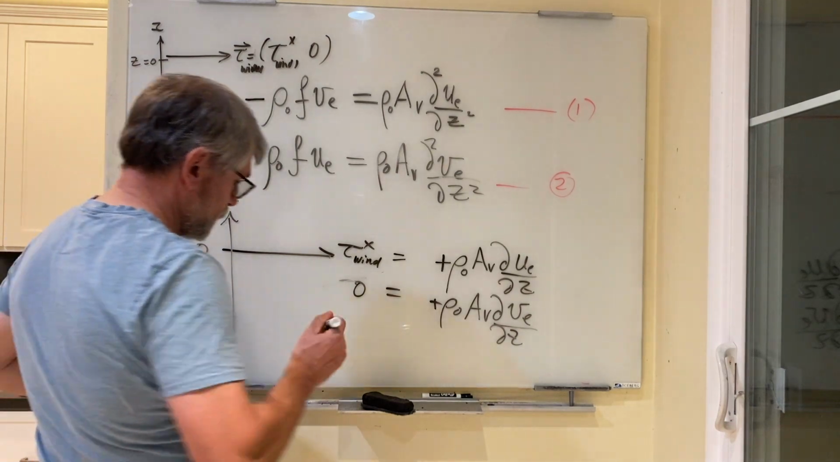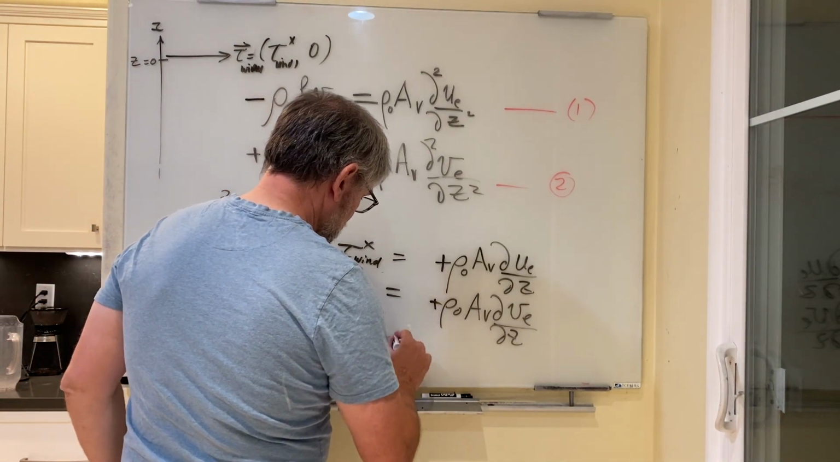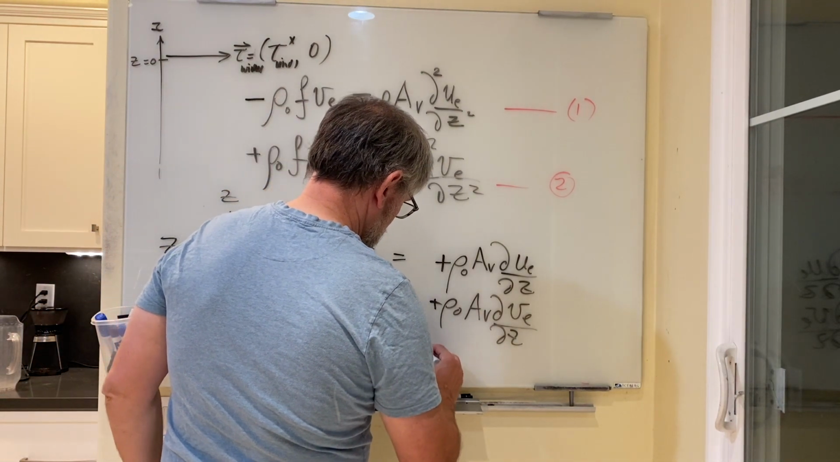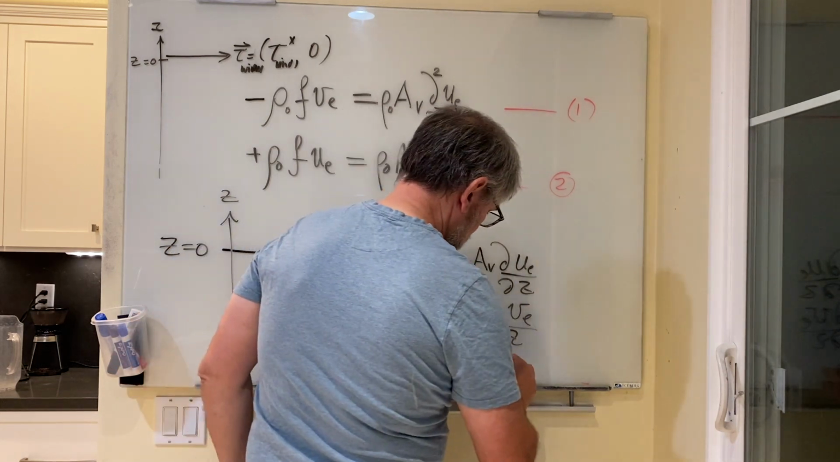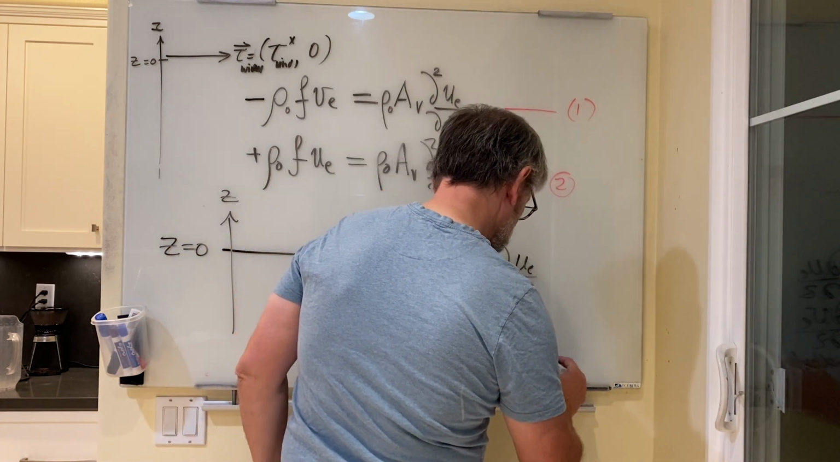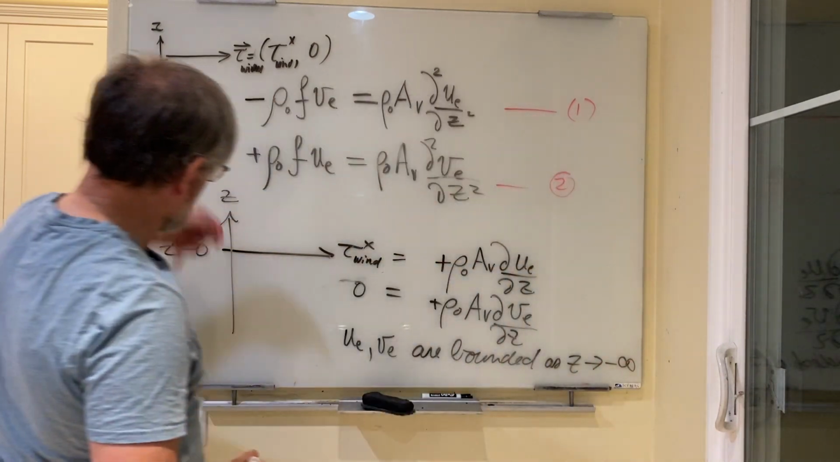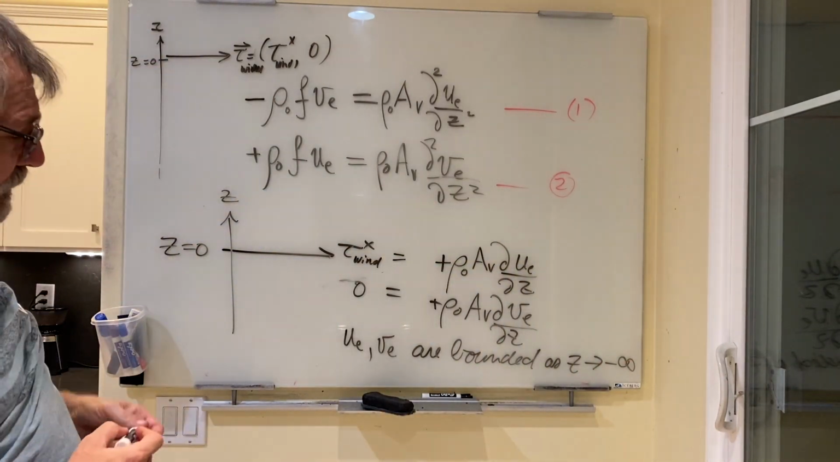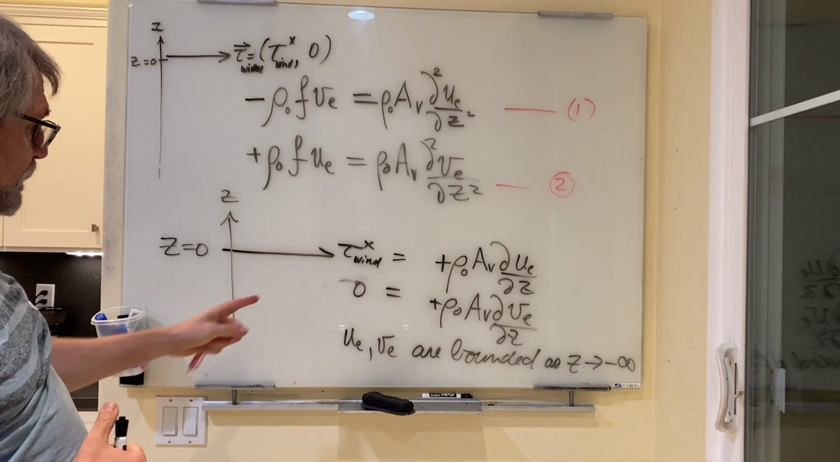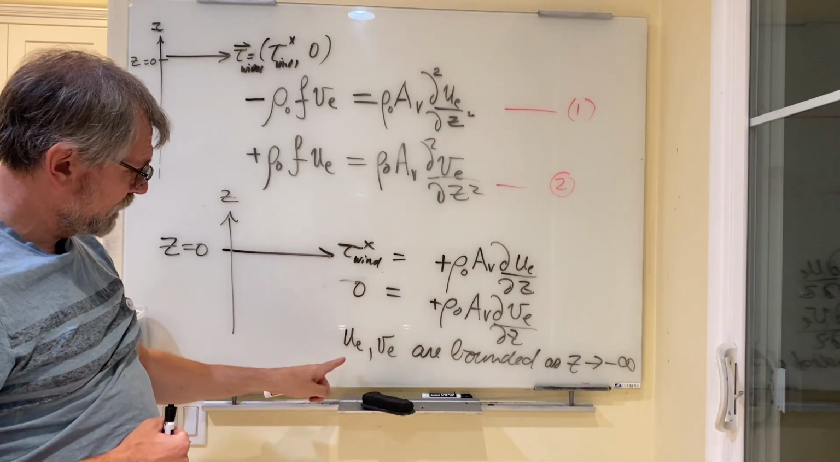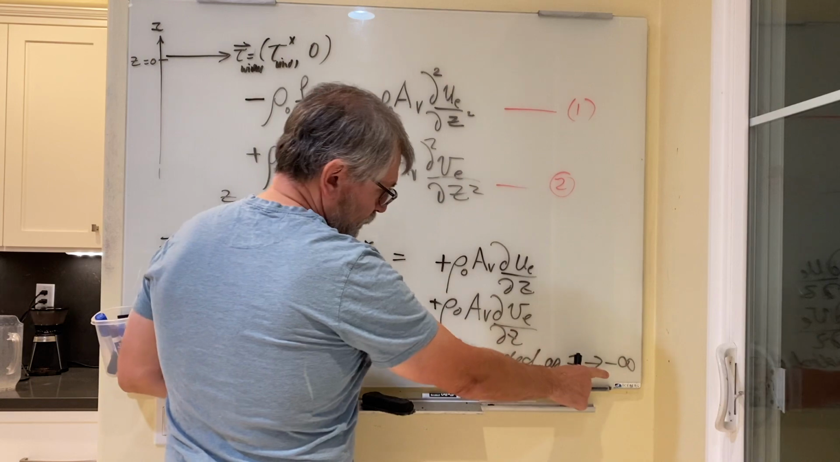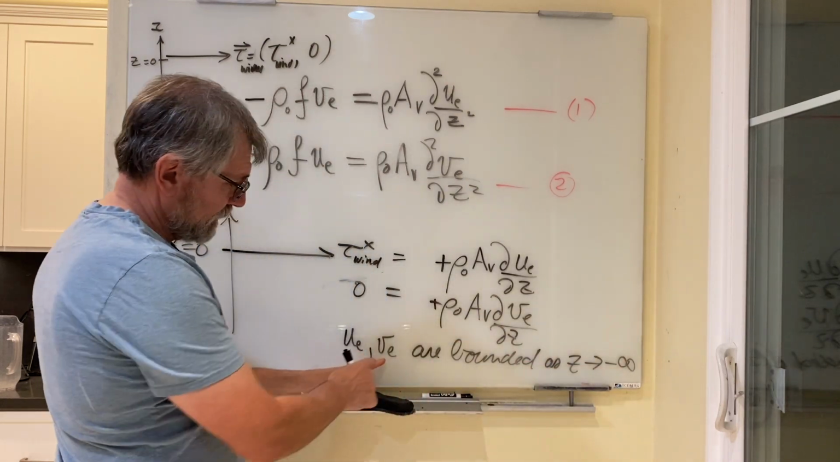that UE and VE are bounded as z goes to minus infinity. So z going to minus infinity means going deeper down into the ocean. All right, so these are our 4 boundary conditions. We have 1, 2, and the one that UE will remain bounded, doesn't blow up, and same thing for VE.